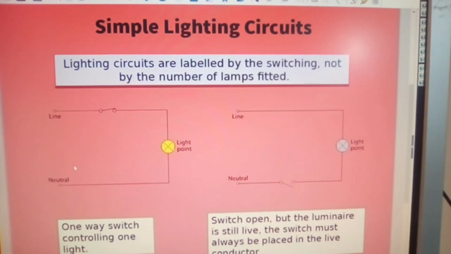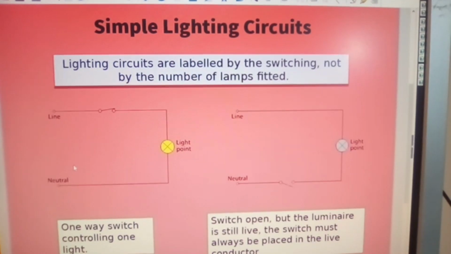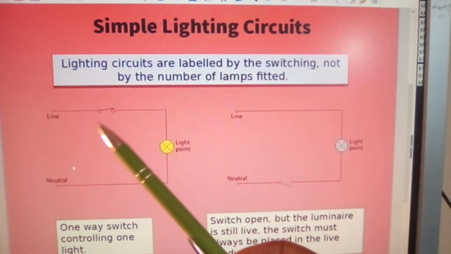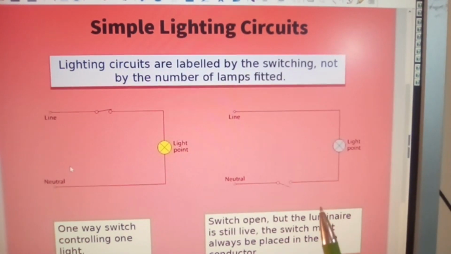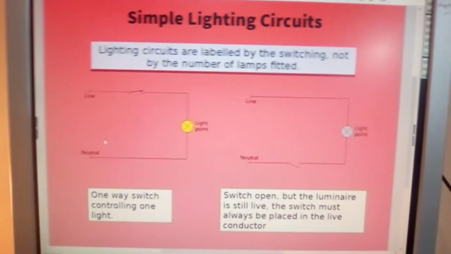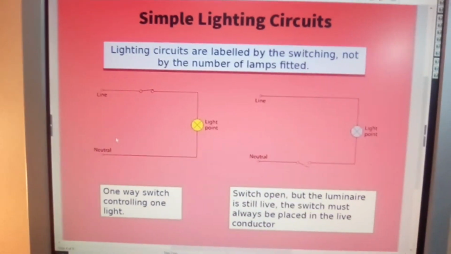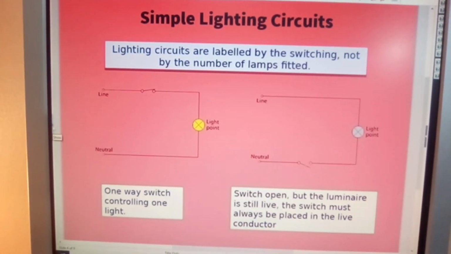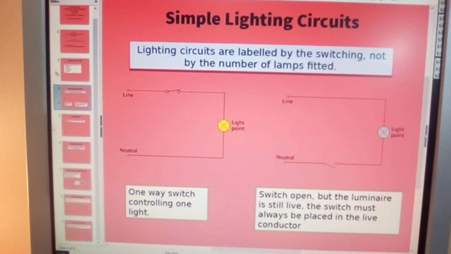Now please remember that one-way switching, controlling one light, your switch should always be in the line conductor, not the neutral. It is important that the switch must always be placed in the live conductor. Don't ever forget that. Otherwise the lamp will still be live when you go to try to work on it, and you'll be in for a nasty surprise.